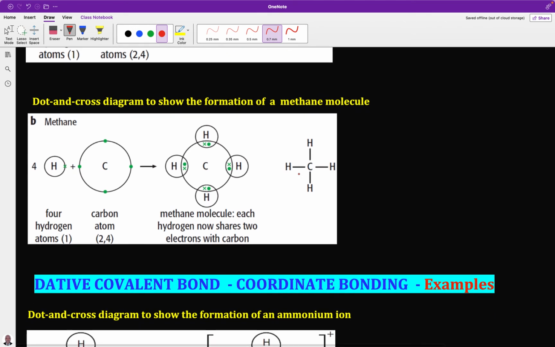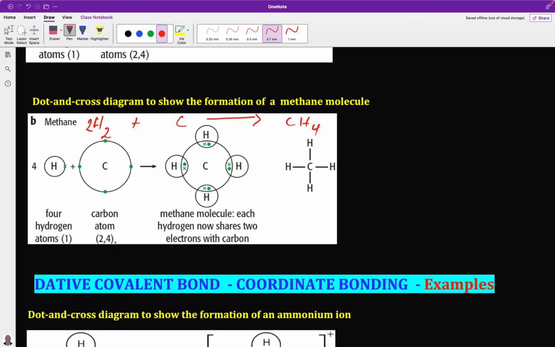Now, the simplest one is that of hydrogen, and that of methane. Dot and cross diagram to show the formation of a methane molecule. This is a methane molecule. If we were to write the equation, we will say hydrogen plus carbon gives methane, and we need to balance our hydrogen. So what is happening here? We have 4 atoms of hydrogen reacting with 1 atom of carbon.